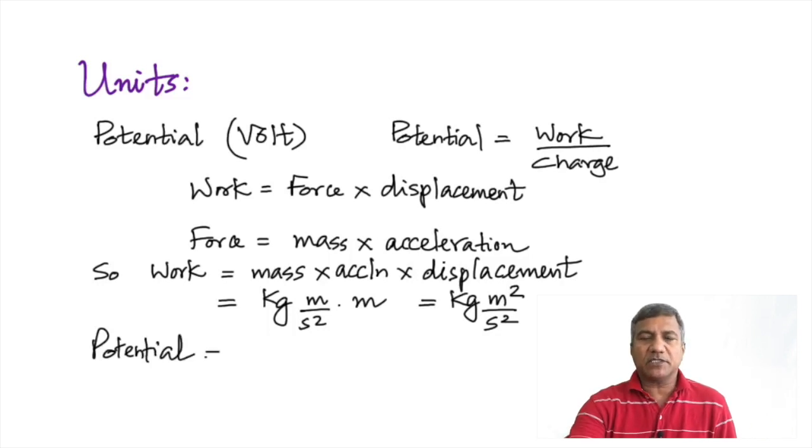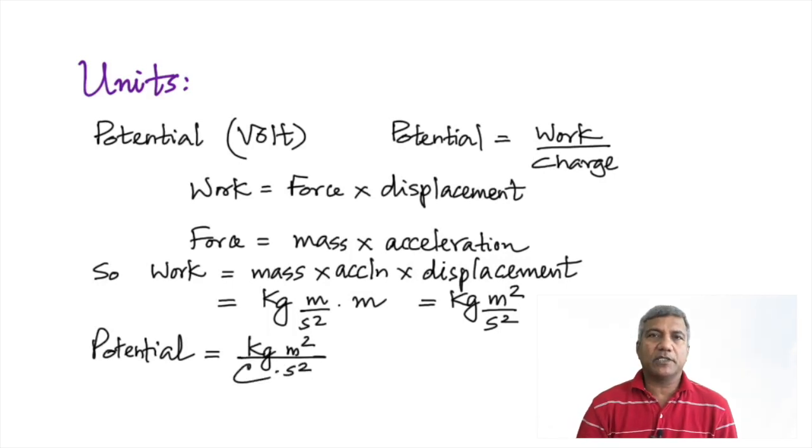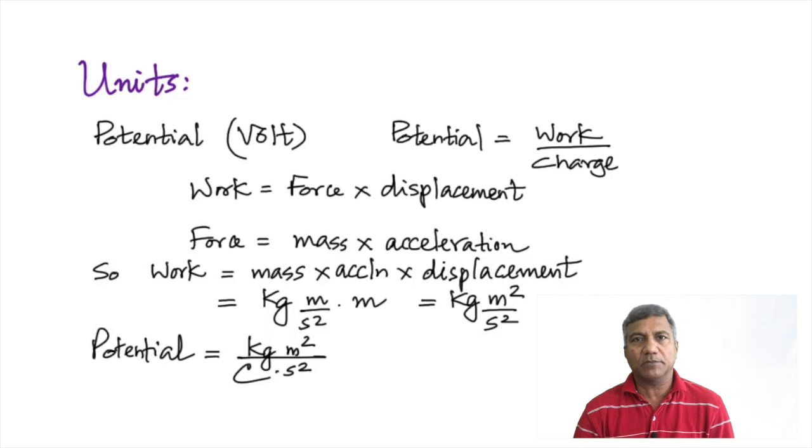And then potential is work divided by charge. So we have to divide that unit by the unit of charge, which is a coulomb. And so finally, potential is measured in kilogram meter squared per coulomb second squared. So that's how we find the unit of potential. Next, we'll look at the unit of capacitance.